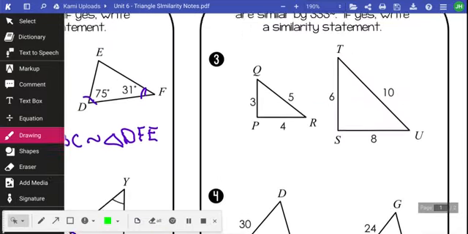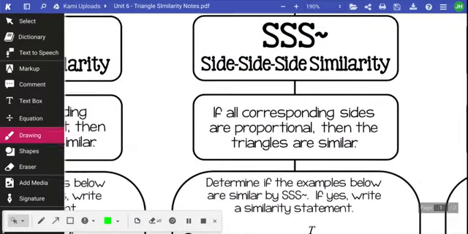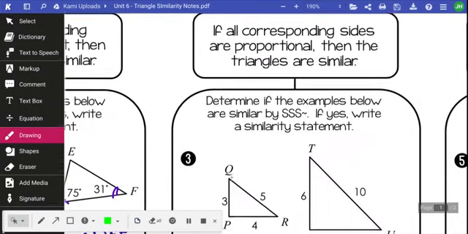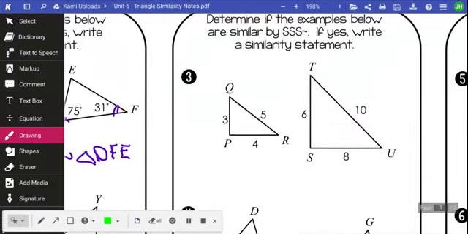Okay, let's go over to our next theorem, side, side, side similarity. And what that says is if all the sides in one triangle are proportional to all the sides in the other triangle, then the triangles are similar. So proportional means we'll set ratios of corresponding sides equal to each other.